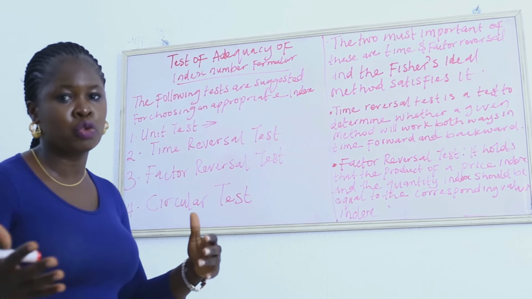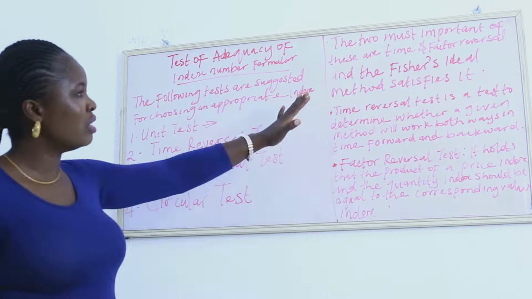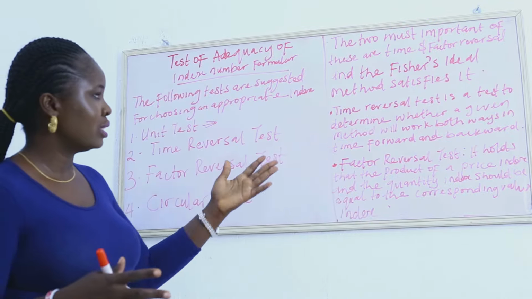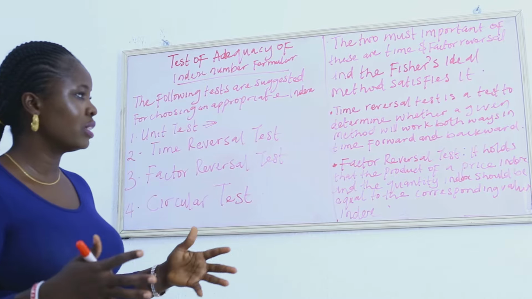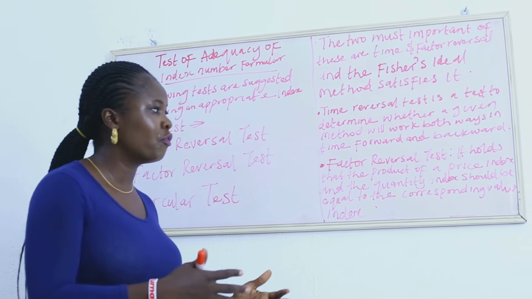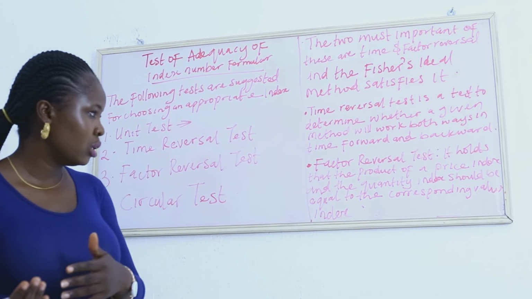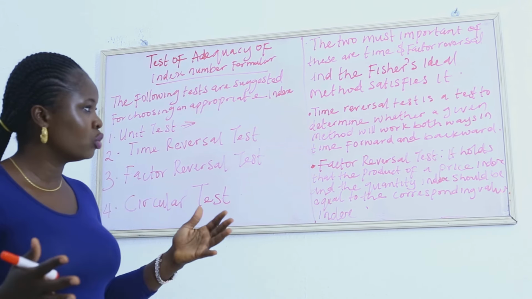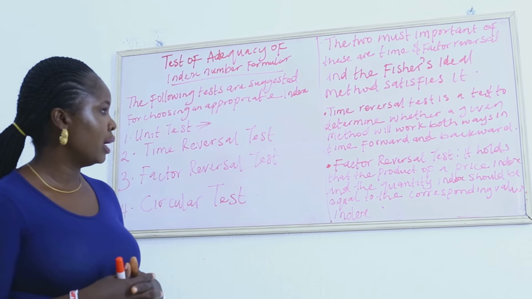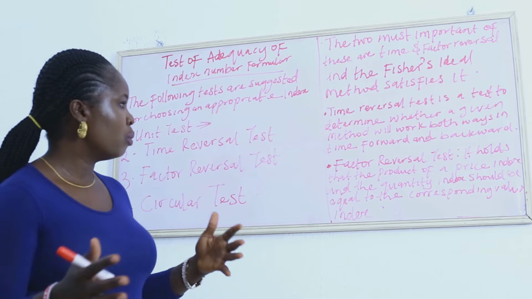There are other methods that satisfy these two tests that I'm not going to prove. It is only the Fisher's ideal method that I'm going to prove. Then what is the time reversal test? The time reversal test determines whether a given method will work both ways, time forward and looking backward, taking the time backward. We want to see if the formula will work for both ways.